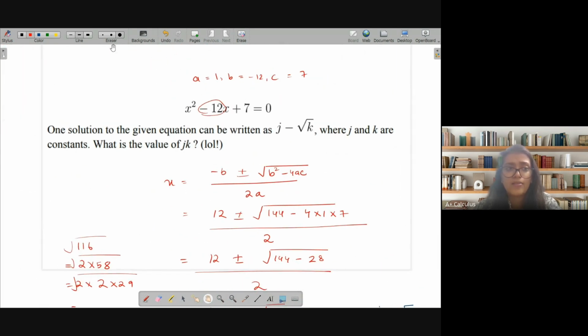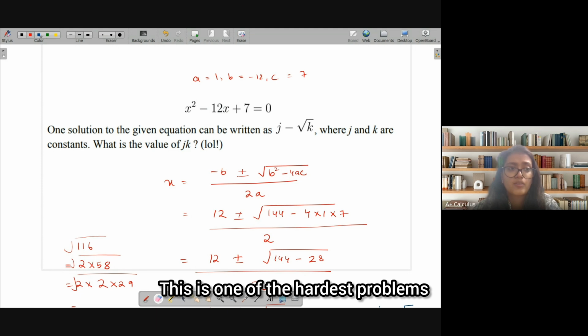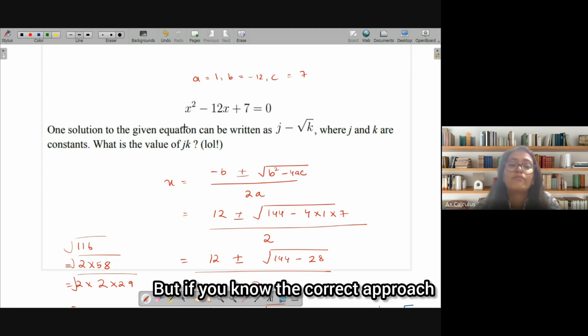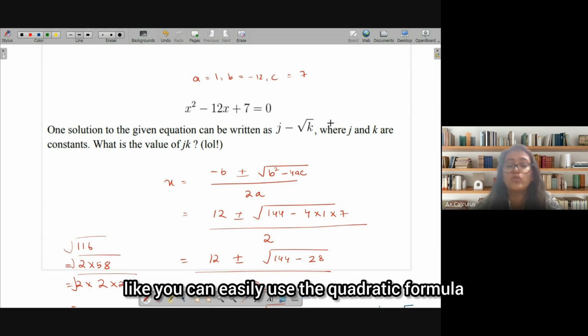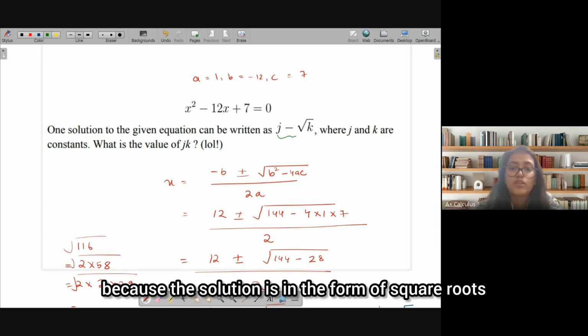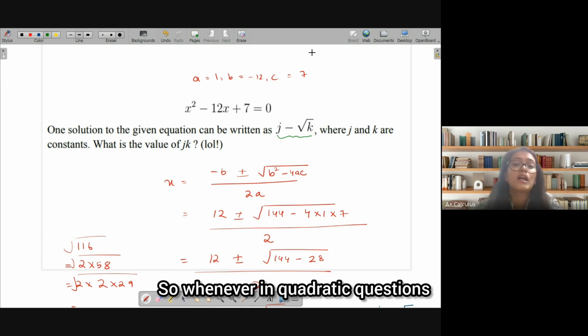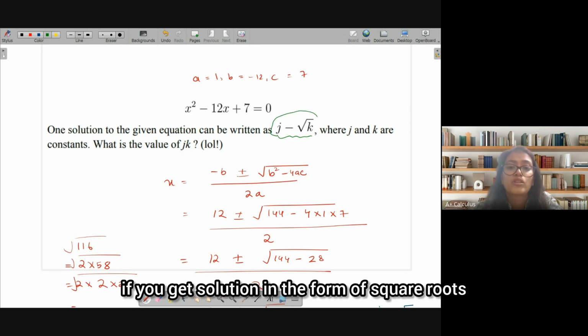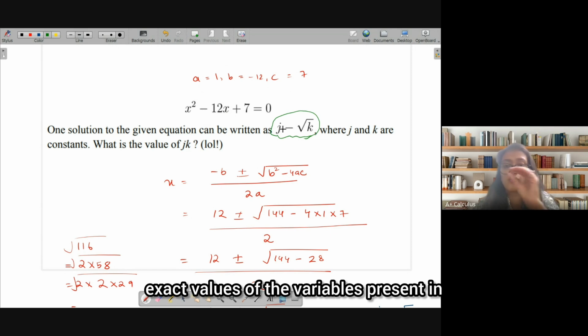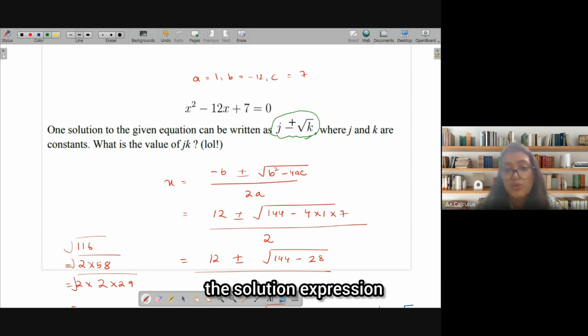Now, once again, this is one of the hardest problems, but it just seems harder. But if you know the correct approach, you can easily use the quadratic formula, and Desmos will not work here because the solution is in the form of a square root. So whenever in quadratic questions you get a solution in the form of square roots, always use the quadratic formula to get the exact values of the variables present in the solution expression.